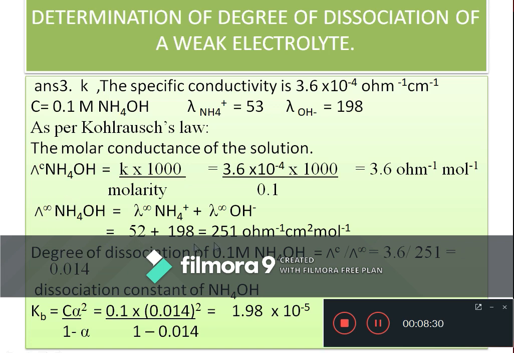And the degree of dissociation formula is molar conductance at C divided by molar conductance at infinite dilution, that is 3.6 divided by 251. So we are getting 0.014. And Kb is C alpha square by 1 minus alpha, as per Ostwald dilution law, which you might have done in class 11. Kb is 1.98 times 10 to the power minus 5. So this is the way we can solve numericals on Kohlrausch's law.